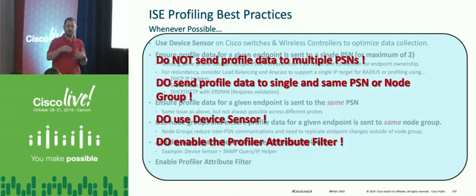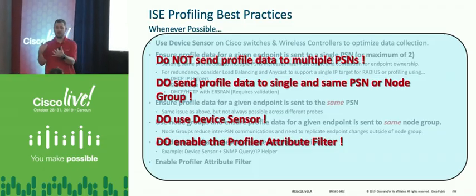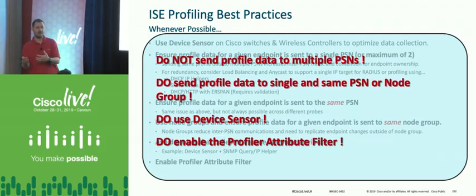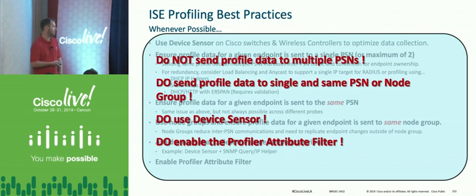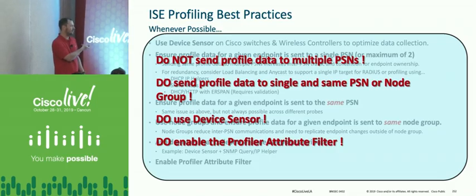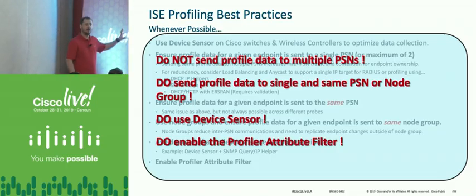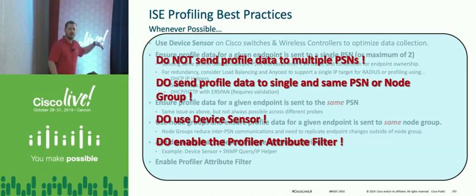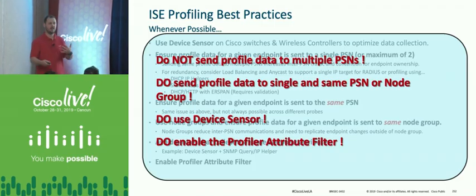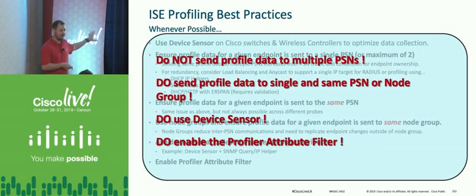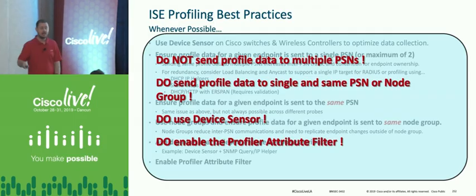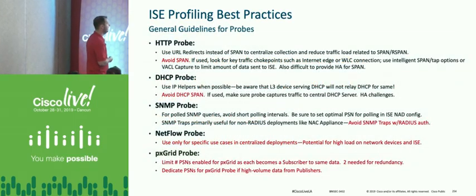With device sensor, we'll pick off those attributes that are important, send them up in a RADIUS accounting format so ISE profiling can use it without having to see the entire data packet or send it across your network. So summarization is important. Do enable the profiling attribute filter. I've seen people turn it off in labs or proofs of concept because they want things to replicate faster or they think it's going to be faster. For production, make sure that thing is enabled. Otherwise, you will see a ton of replication that is bad.